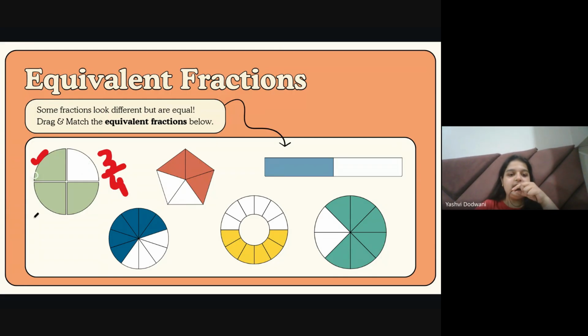Because the circle is divided into four equal parts, as we can see from the division, and only three parts are shaded. One part is left, so the fraction of this circle would be termed as 3 by 4. For this pentagon, the fraction would be 3 by 5. Over here it's exactly half, like half of the rectangle is shaded and half is not, so it would be termed as 1 by 2.